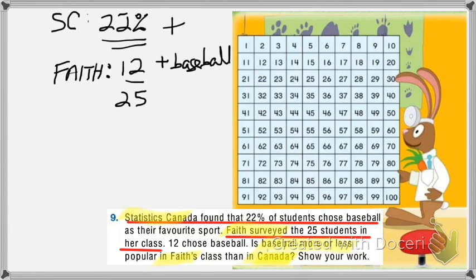That's given information. We haven't done any calculation or any comparison yet to see which one represents a greater population that enjoy baseball. Because in the question it says, is baseball more or less popular in Faith's class compared to Canada? Well, first let's get a good idea of what Canada thinks about baseball. If you look in the bunny chart, I want to try and use the bunny chart to represent how many Canadians like baseball. So I'd like to change the color. And I'm going to say Stats Can is red.